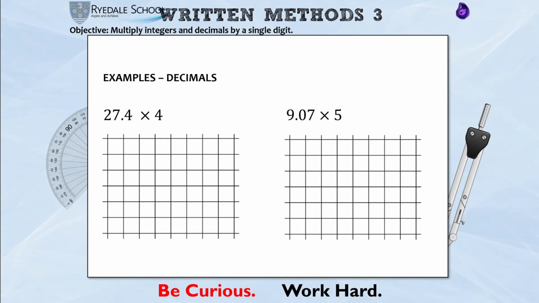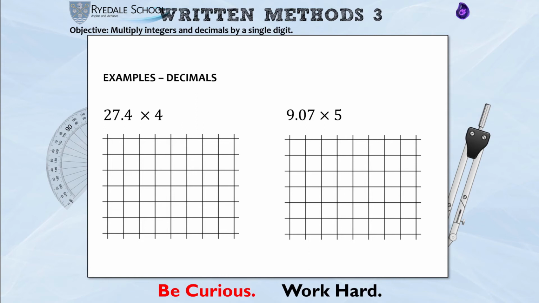So the process of using decimals isn't much different. We just need to remember to put a decimal point in our calculation. Now you might choose to put the decimal point in a square. You might choose to put it in between two of the squares on one of the lines. I will leave that up to you.